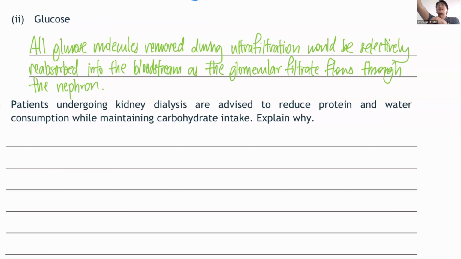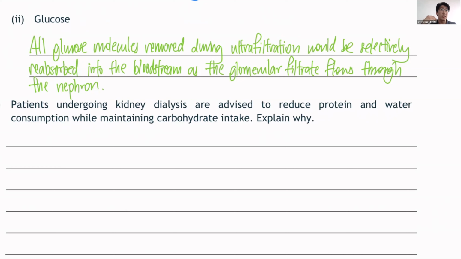Sorry, do you have an answer already? Sorry, I suddenly forgot your name. Shangxin, stored as? Not starch, that one is plants. Glycogen, yes.